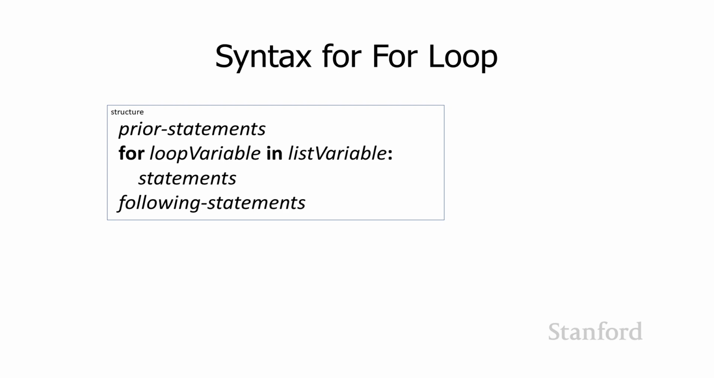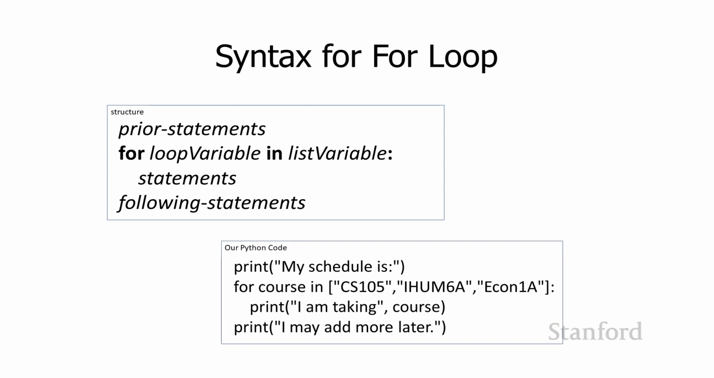And so the way that Python's going to determine what is actually repeated over and over and over again is by the indentation. So in this case here, the print my schedule is, that only happens once. The print I am taking course, that happens over and over and over again. And then the print I may add more later, that's only going to happen once.